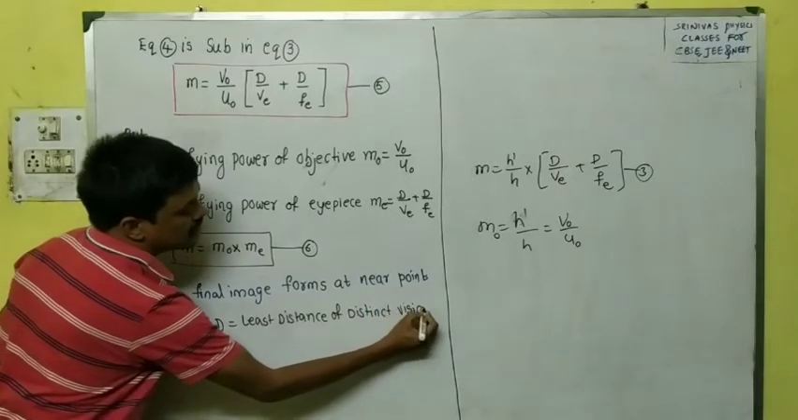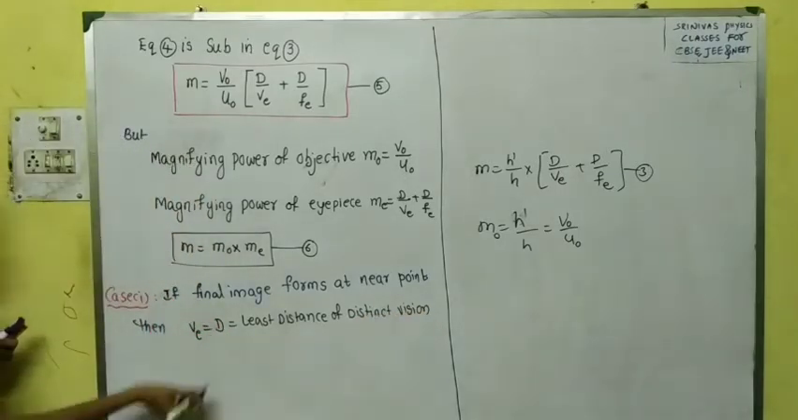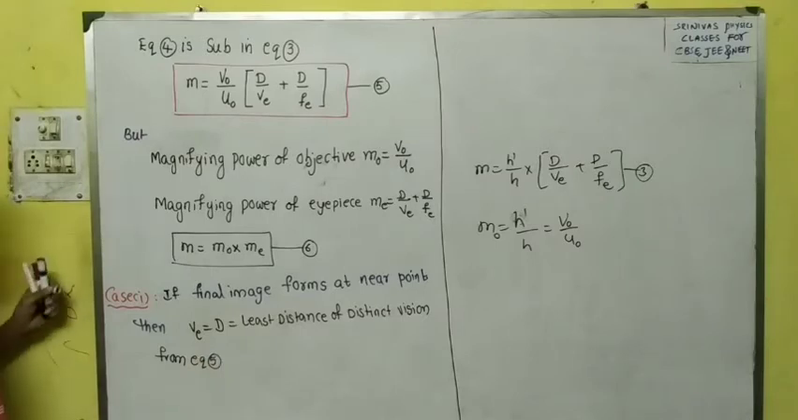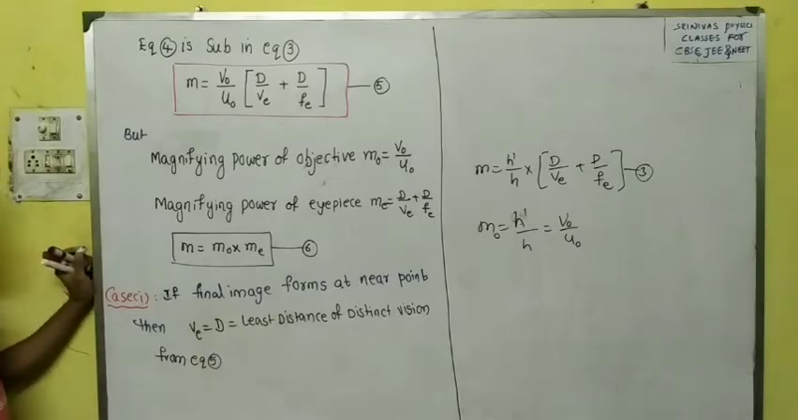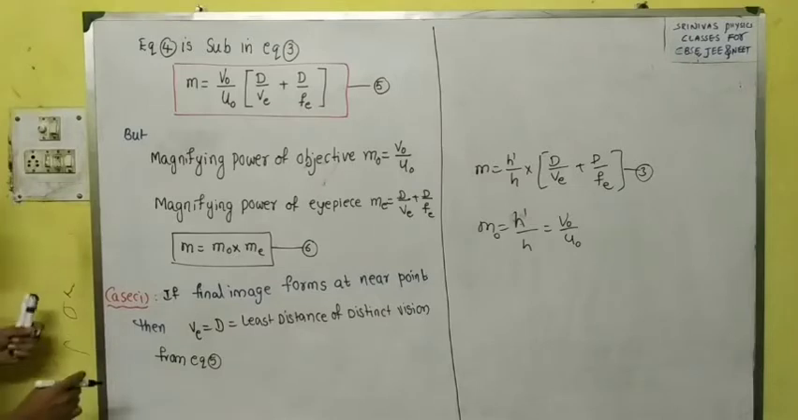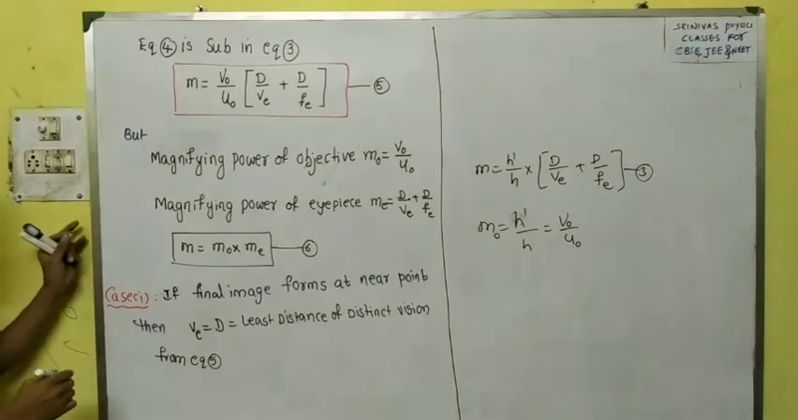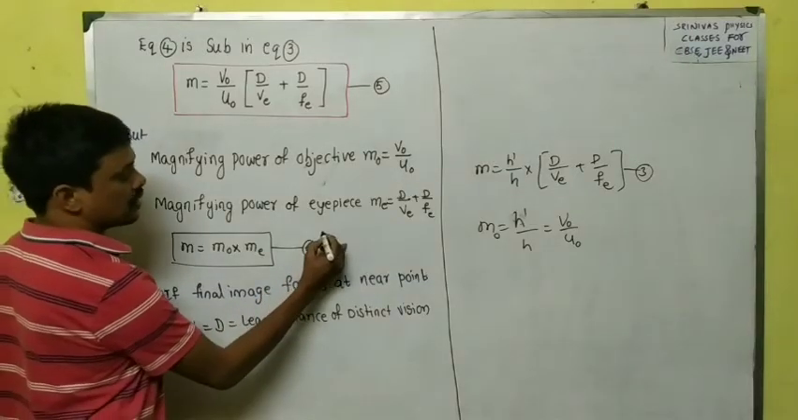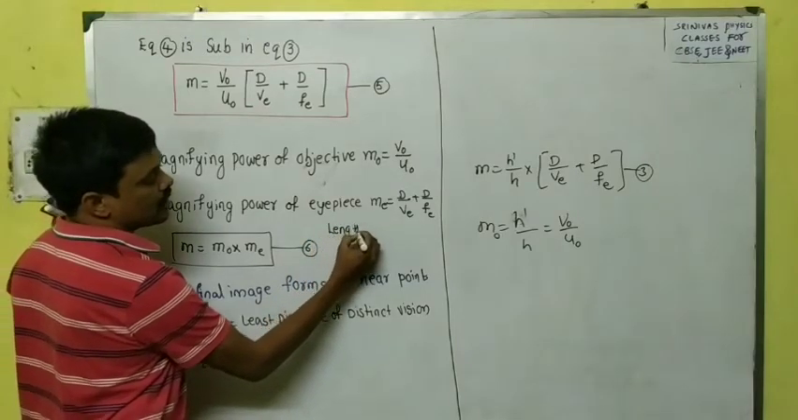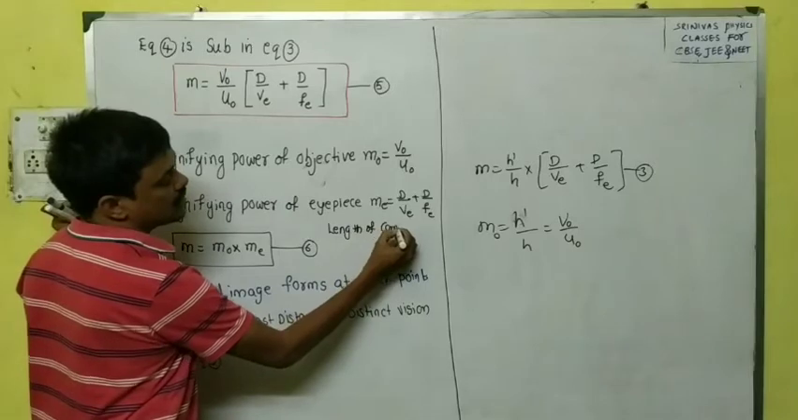Now this we substitute in the above equation. Then from equation 5, we will get the magnifying power. Along with that, one formula I want to write, that is from the figure, after equation 6 we have to write one point: the length of the compound microscope.